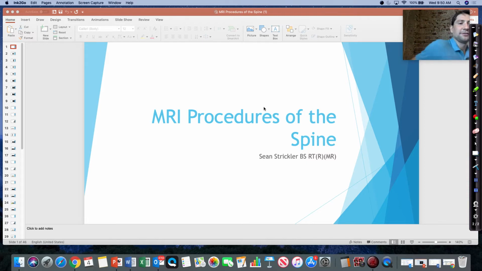MRI procedures of the spine. We covered basically the entire brain last semester, and spine and MSK will be the focus of this semester for procedures. Okay. You have already your assigned pathologies for your case study presentation.